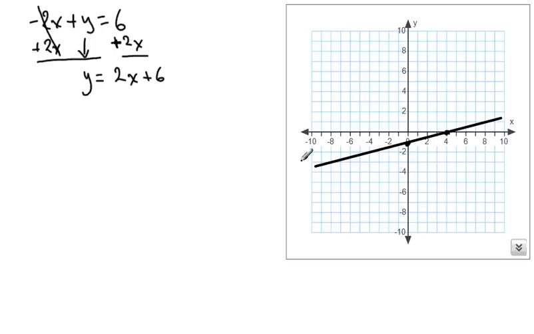For our second equation, 2x plus 6, the y-intercept is at 6, so it crosses the y-axis at positive 6. And the slope is 2. That means we go up 2 spaces and 1 to the right. We draw a line between those 2 points once again, and let's extend the line.